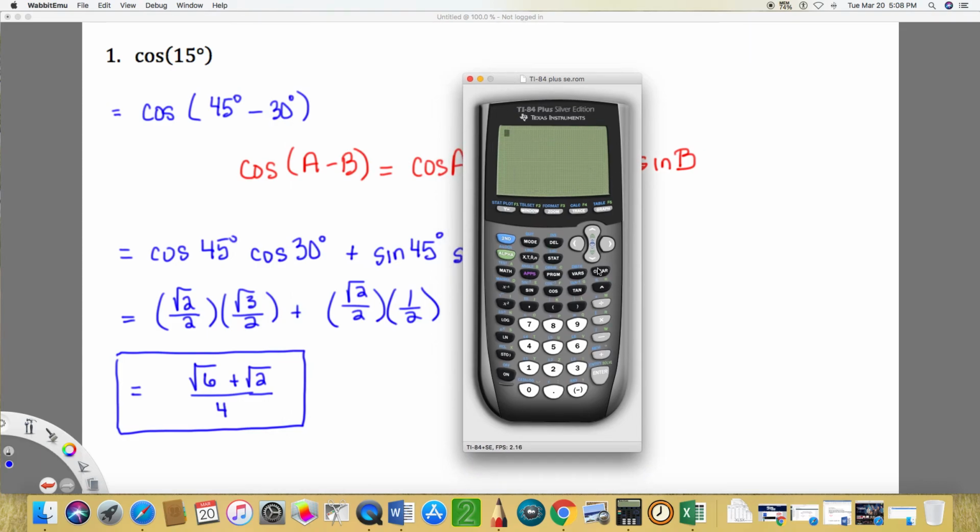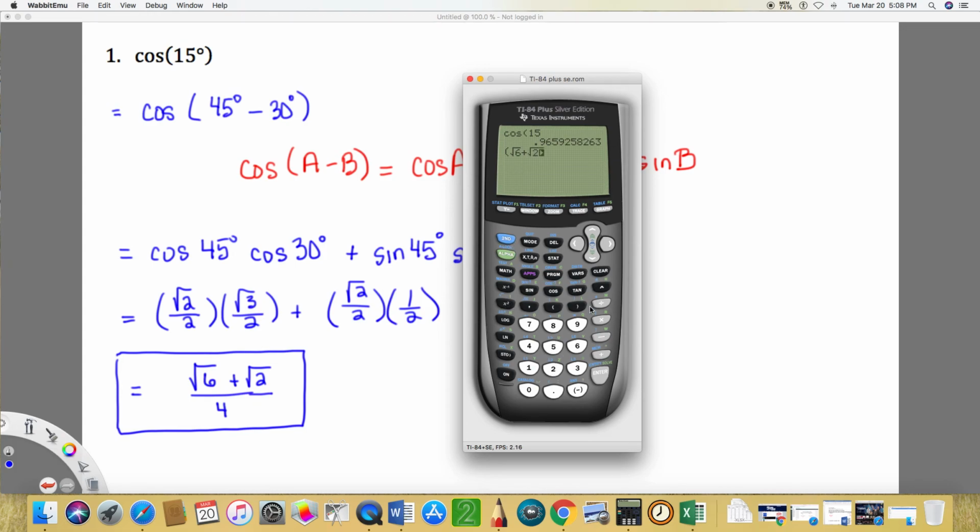Let's go in and we're in radians. Let's change that to degrees. And let's take the cosine of 15 degrees. So its decimal approximation is that. Well, let's put parentheses around our numerator. And let's get the decimal approximation of our answer.